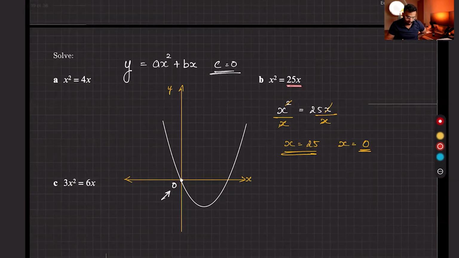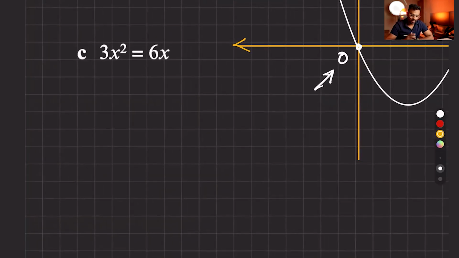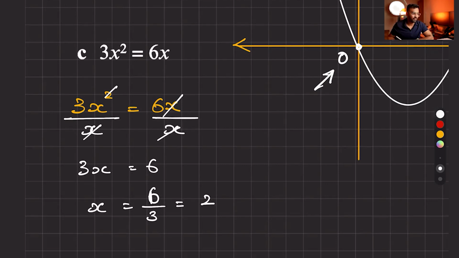Okay. So let's do this one quickly. How would you deal with this? We have 3x squared equals 6x. What I'm going to do, I'm going to divide both sides by x and x squared cancel. So we have 3x equals 6, x equals 6 divided by 3, which is 2. Okay, so x equals 2 and x equals 0. Why? Because I did not find a number, a constant. Addy, what's your question?